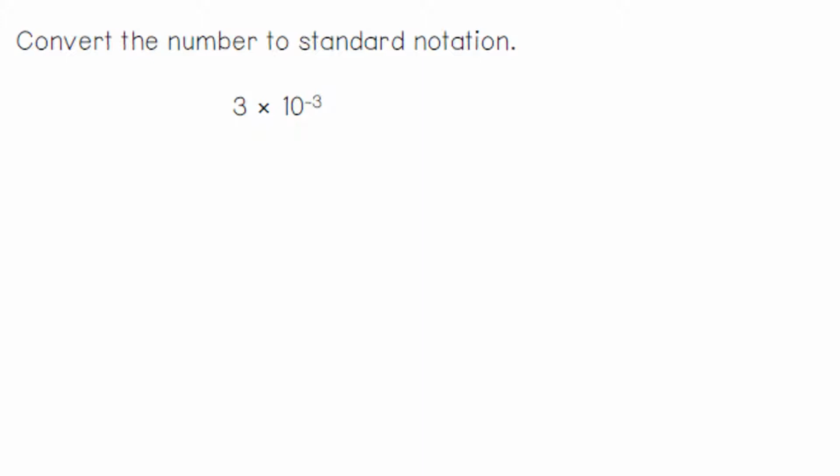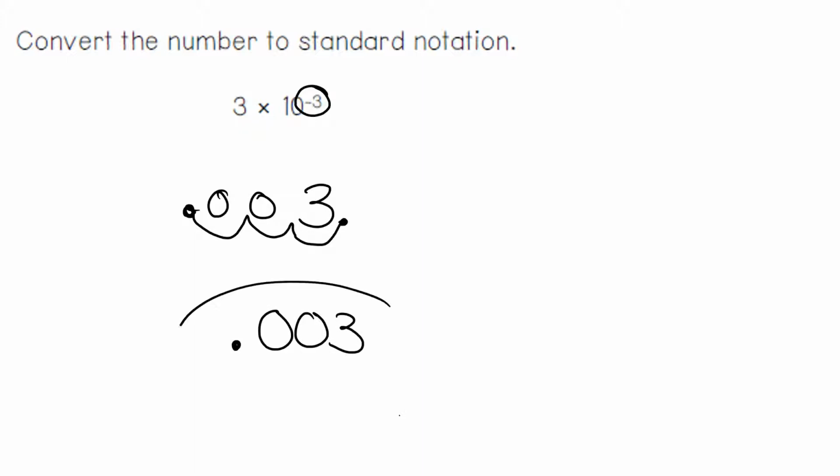Convert the number to standard notation. 3 times 10 to the negative 3rd. So I take my number 3. If there is no decimal point, the decimal is going to be here at the end. We want to move it negative 3 times. Negative 3 represents a small number, so we put the zeros in the front. 1, 2, 3. Fill in my blank spots, and our final answer, 0.003.